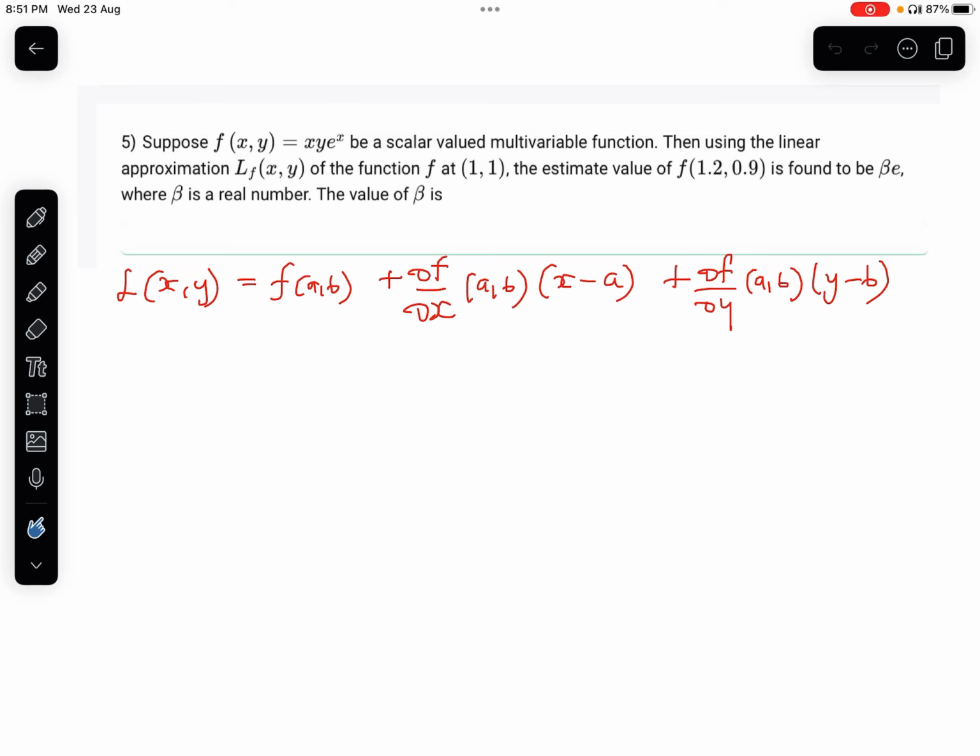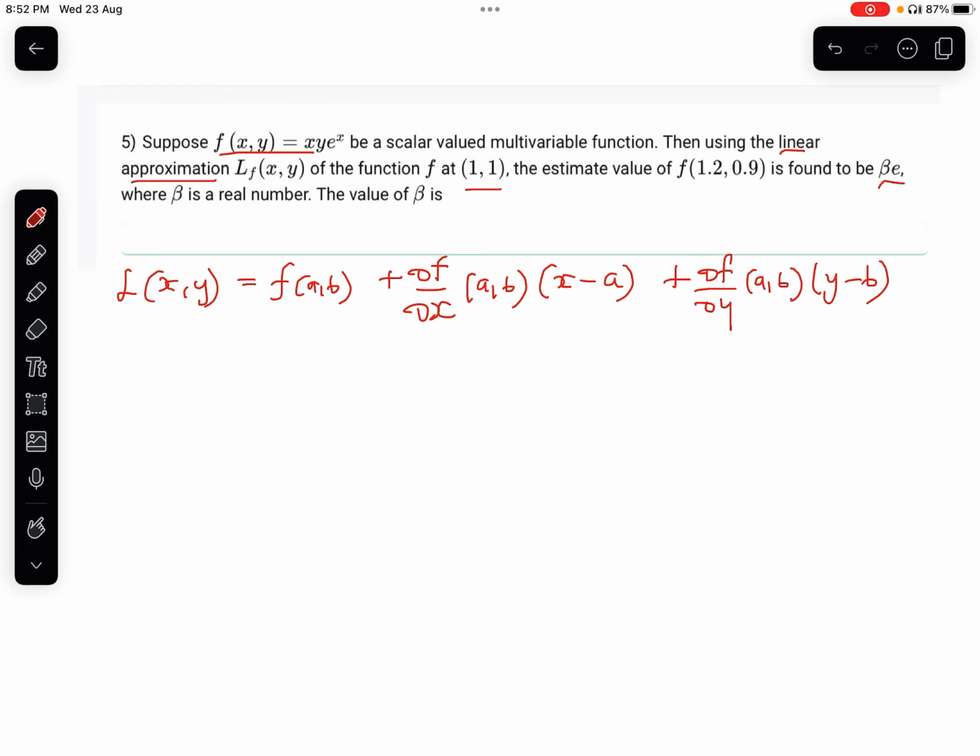Hi everyone. Now we are going to look at the fifth question of graded assignment week 10 for the IIT Madras data science. Here the question gives a suitable function, and from that we should use the linear approximation formula, which is already given, and they have given the coordinate point 1 comma 1. From this they have found the answer to be beta e, so they have given the clue that the answer will be beta e.